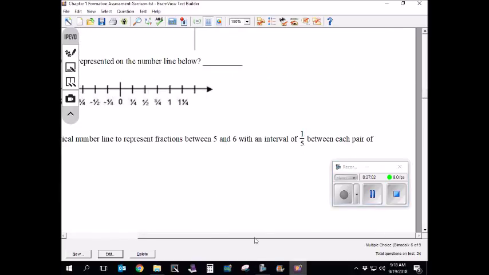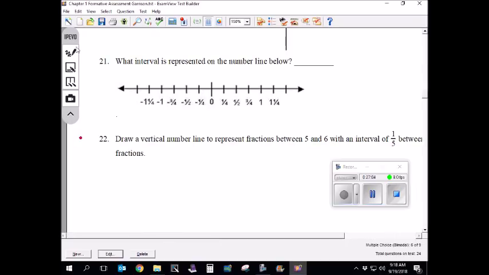So now we'll go down. What is the interval represented on the number line? Remember, an interval is how much the number line is going up by. You can't have a number line that goes from 2 to 5 to 13 to 14. It has to go up by the same amount every time. So it's easiest to look at 0 and wherever the next one is, because whatever it went to from 0, that's going to be your interval.